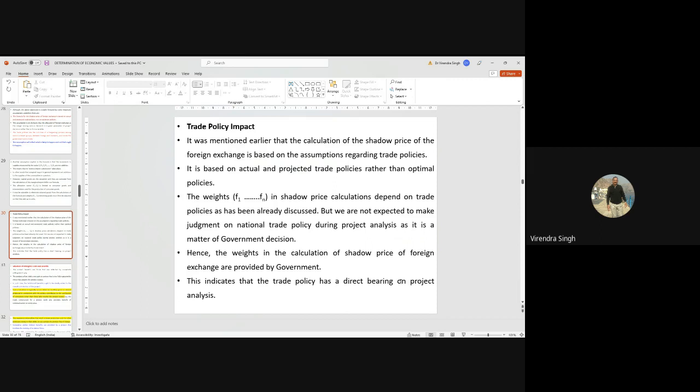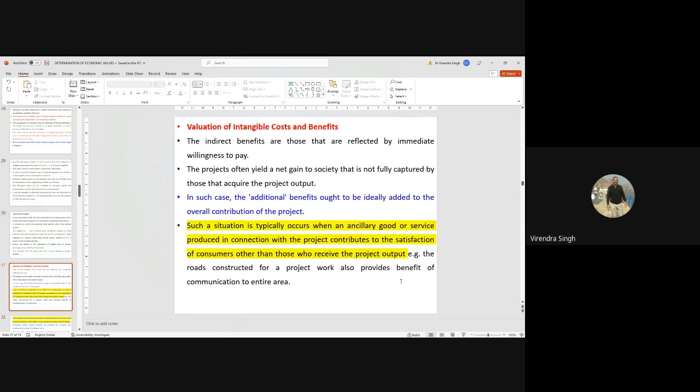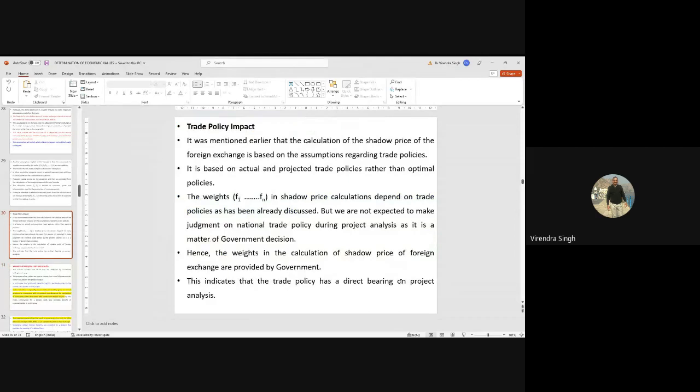We cannot do this. We cannot expect any change taking place during this period, or this project activity cannot affect the trade policy. Hence the weights in the calculation of the shadow price of foreign exchange rate are provided by the government. This indicates that the trade policy has a direct bearing on project analysis. Why is this direct? Because the foreign exchange rate being used is influenced by the trade policy, deviating from its shadow price or true economic value. That is why it is direct. This trade policy has a direct impact on project analysis.